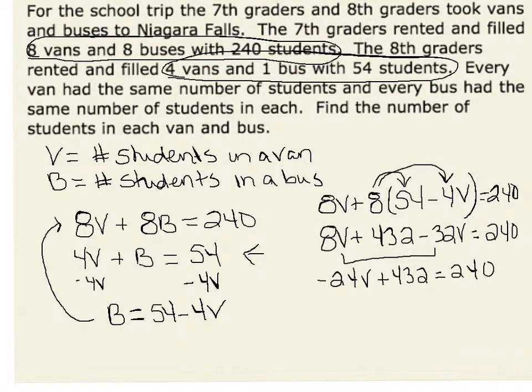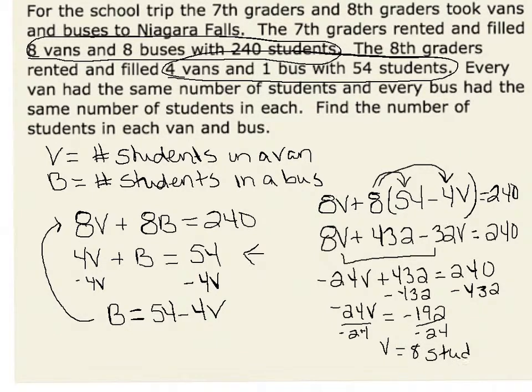To solve for V, I'm going to subtract both sides by 432, giving me a negative 24V is equal to a negative 192. Finally, dividing both sides by a negative 24, I find that V is equal to 8, or 8 students will fill each van.